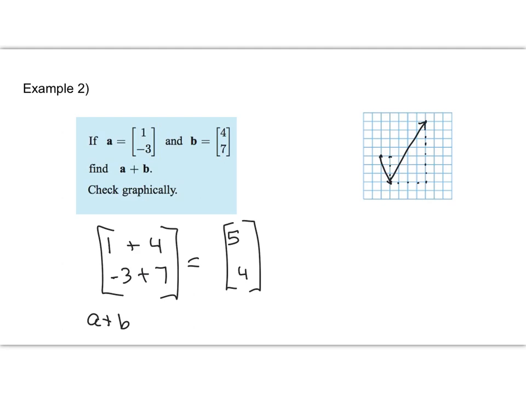Now if I want to find the resultant, that's this vector here. And so I need to check the horizontal component, and that's 1, 2, 3, 4, 5. That's what I have here. And then I have 1, 2, 3, 4, which is what I have here. So that checks out.